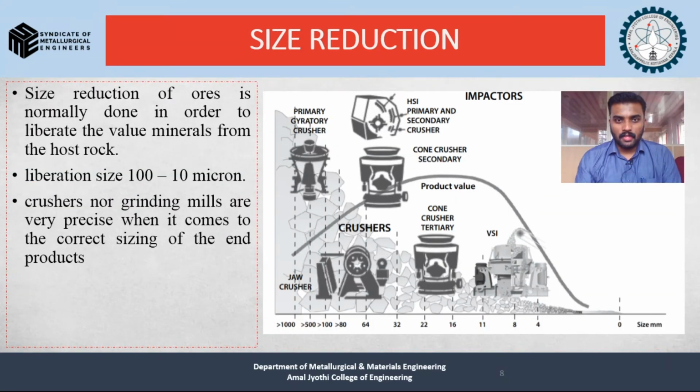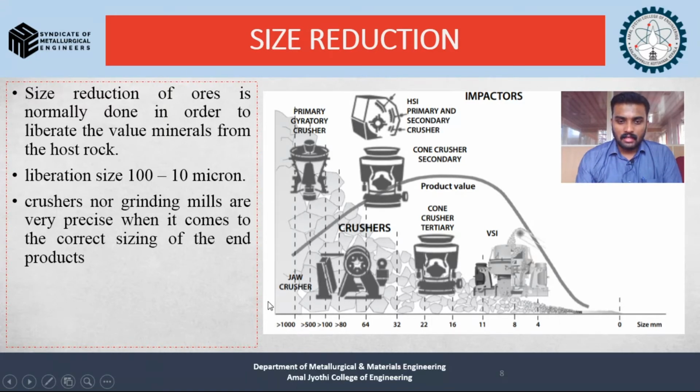So the next important topic is the size reduction process. Why do we do size reduction? Size reduction of ores is not normally done only in order to liberate the valuable minerals from the host rock. From the figure, you can see that the y axis shows the size in mm, and initially we have sizes larger than 1000 mm. The particle size will be very huge, the rocks very big. We have to reduce those big lumps of ore or rock into finer bits. That is our objective.